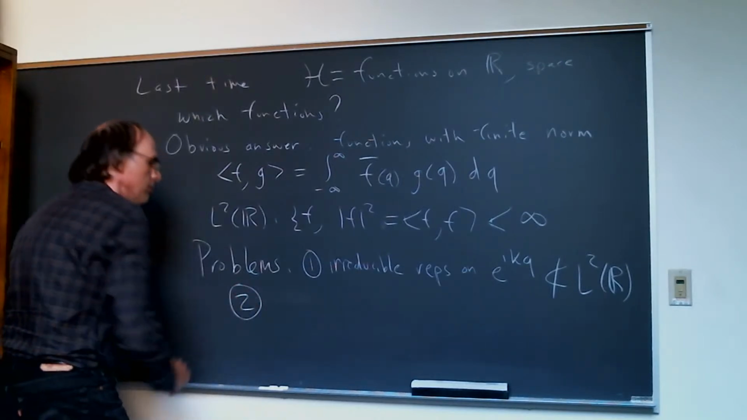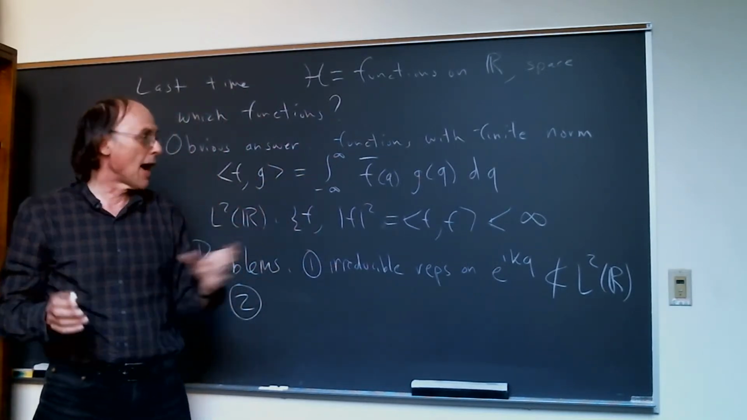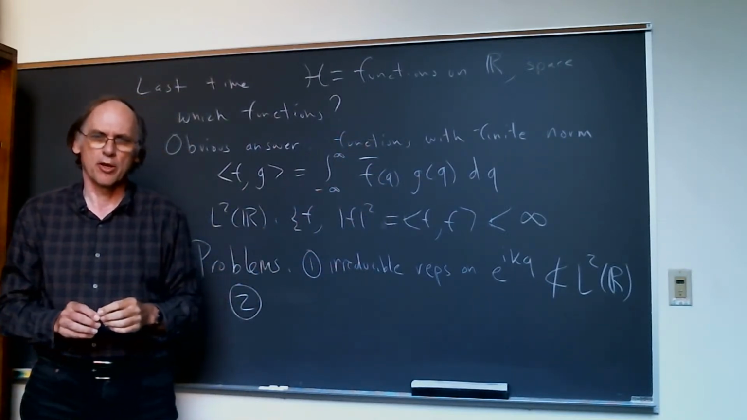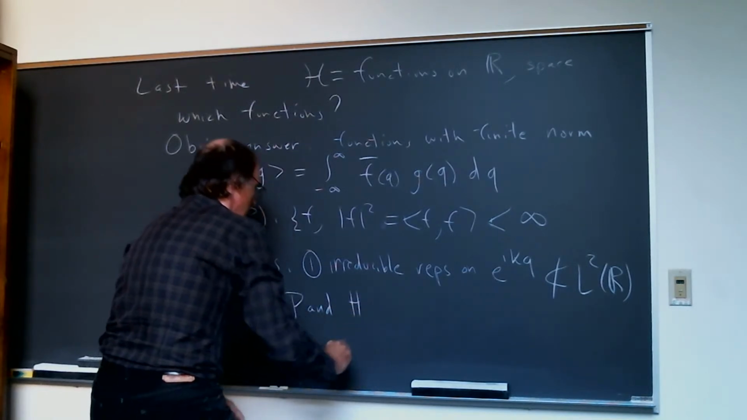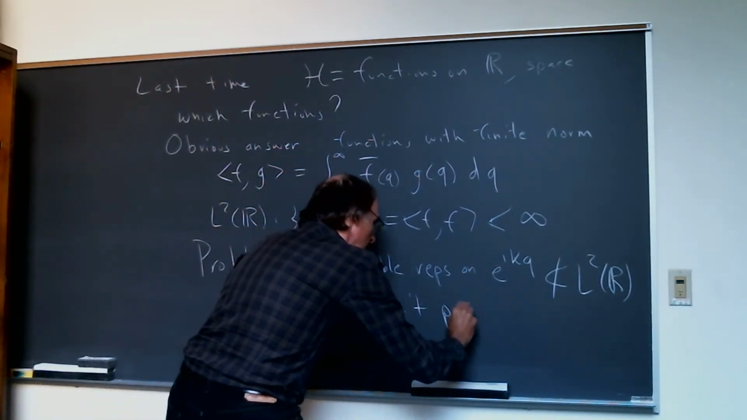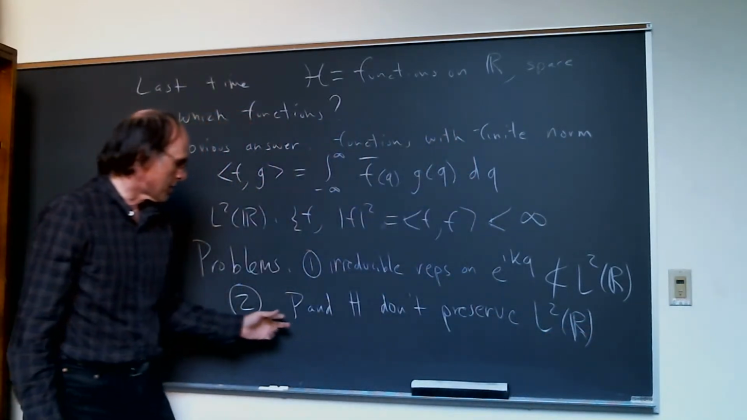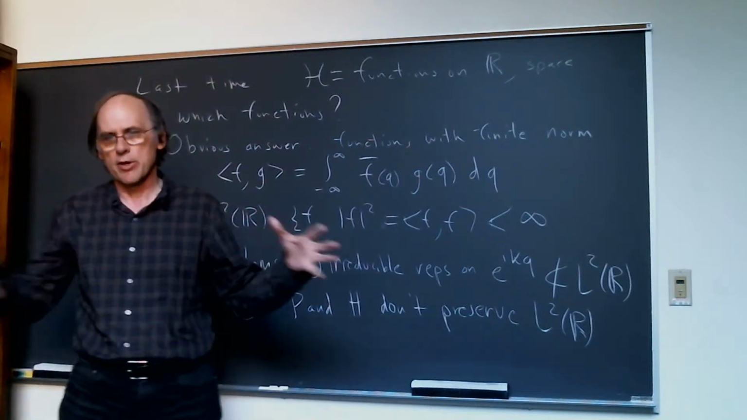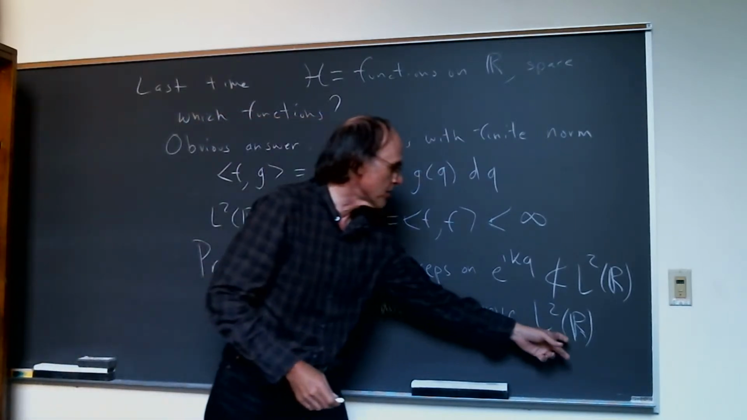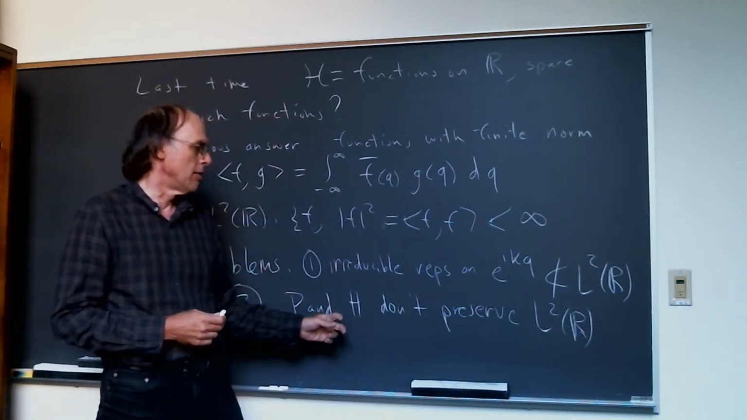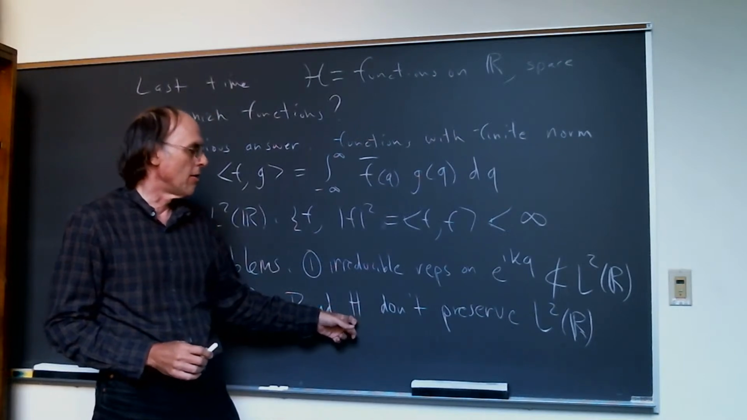And then the second problem is that the momentum operator acting on the space is basically just differentiation with respect to q. And the problem is that P and H don't preserve L2. If somebody hands you a nice state and you start acting on it with these operators, even if the initial state has a finite norm, the derivative may no longer have a finite norm. And same thing with the second derivative over 2m, which also may not have a finite norm.